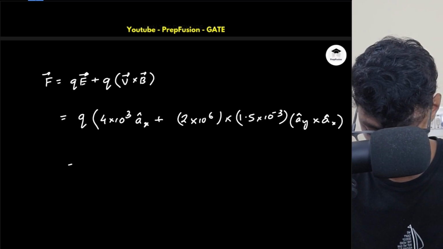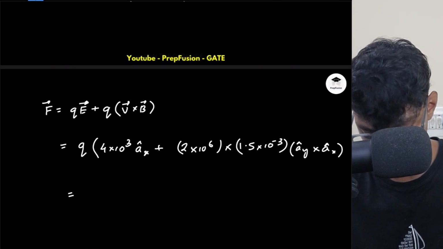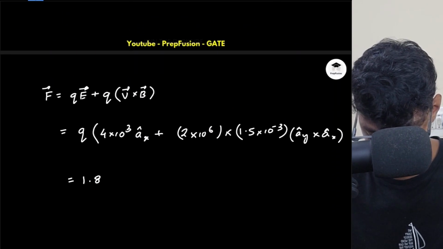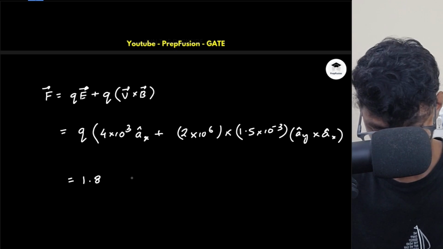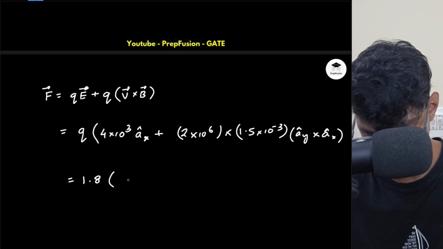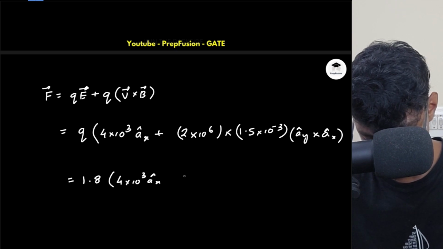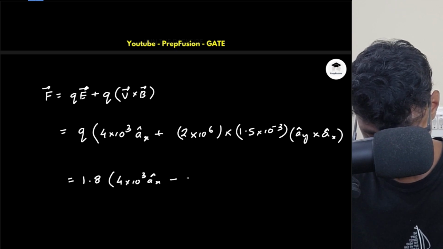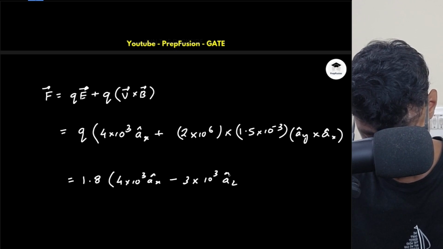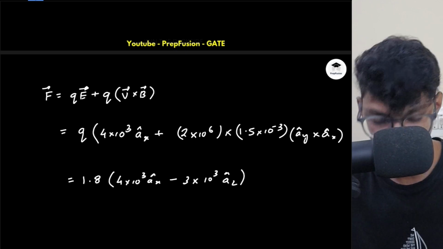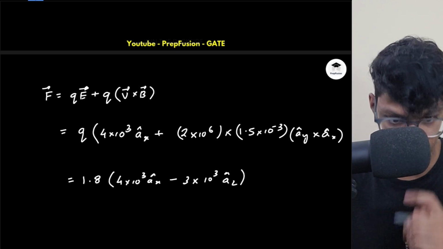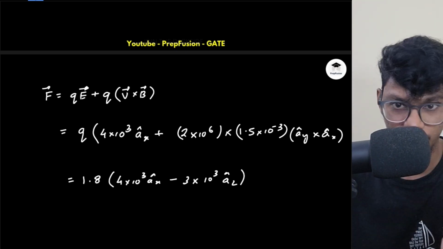So this will come out to be, Q is how much? Q is 1.8 coulombs. So it will be 1.8. So this will come out to be 4 into 10 cube AX minus 3 into 10 raised to power whole cube AZ, right? Because it is minus AZ. So now I have to just find the magnitude. So what will be the magnitude basically?